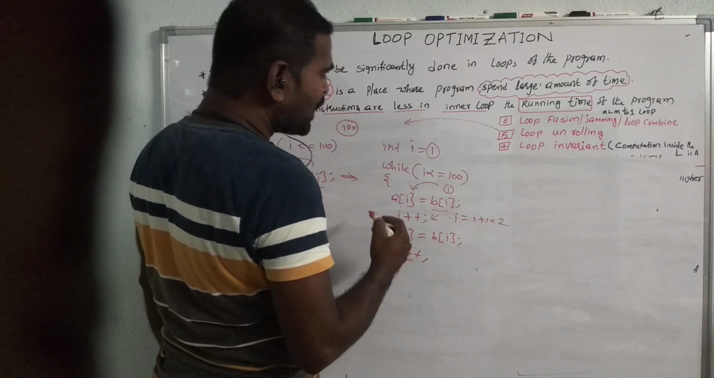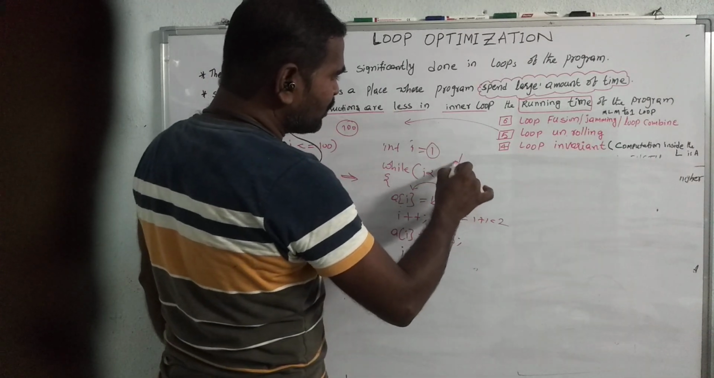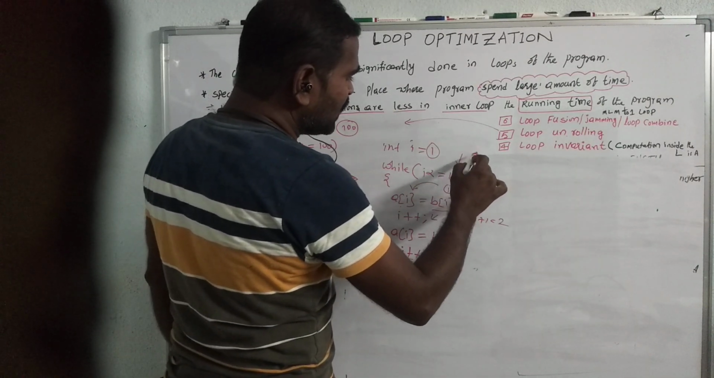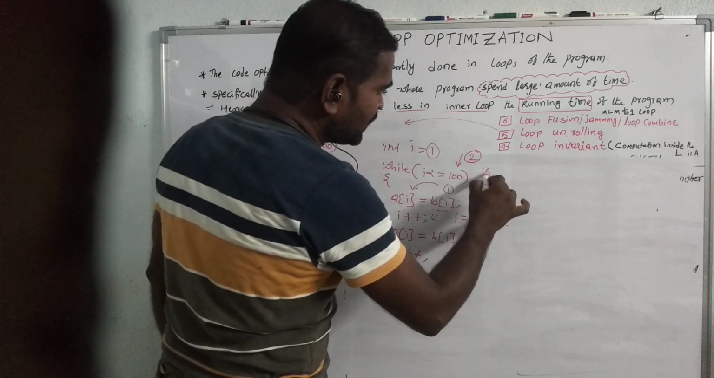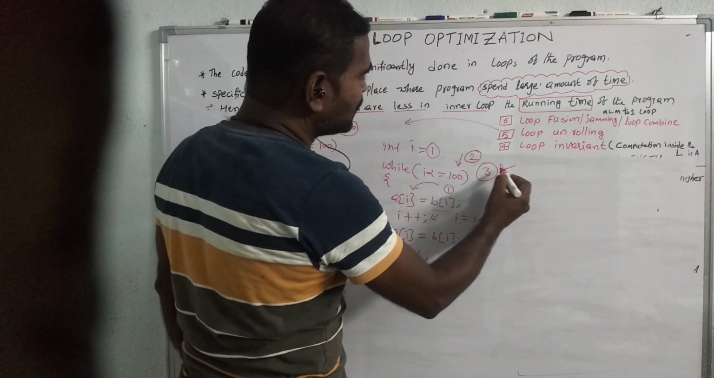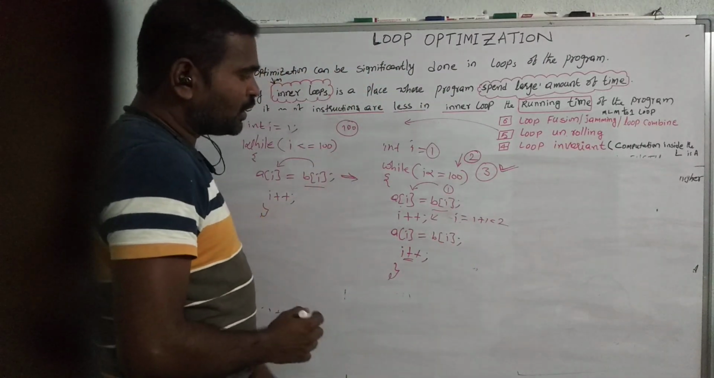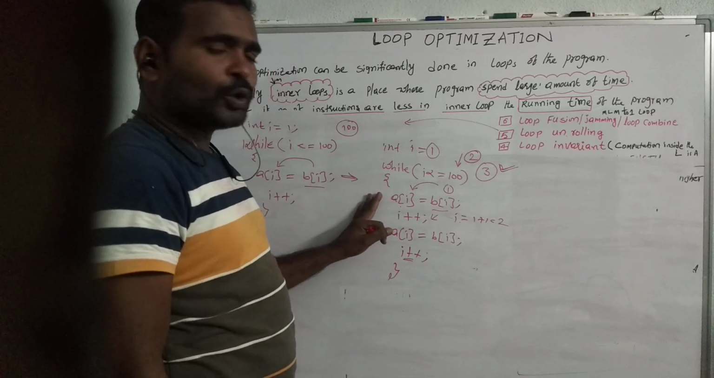So at that time what happened here, this counter variable is increased two times, in one iteration covering the third element. The next operation is performed on the third iteration. So this technique is called the loop unrolling technique.